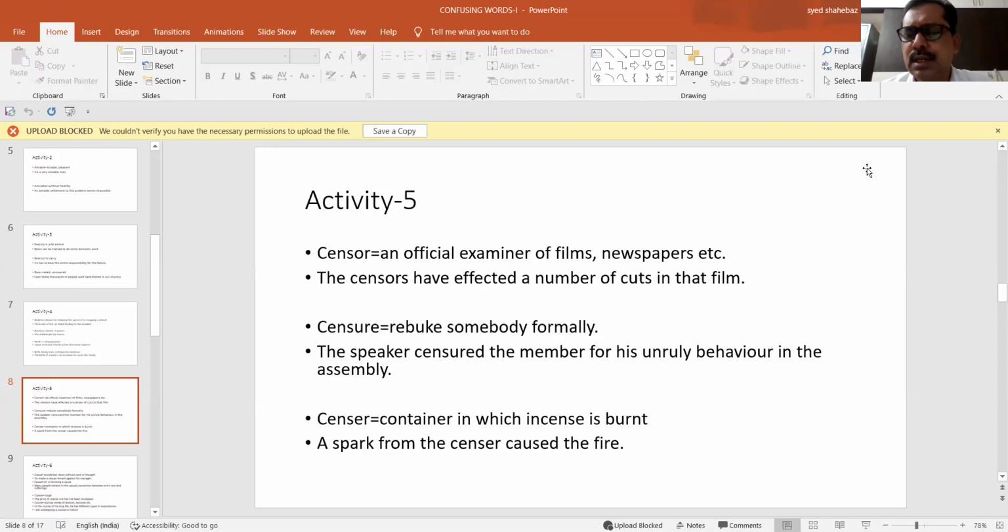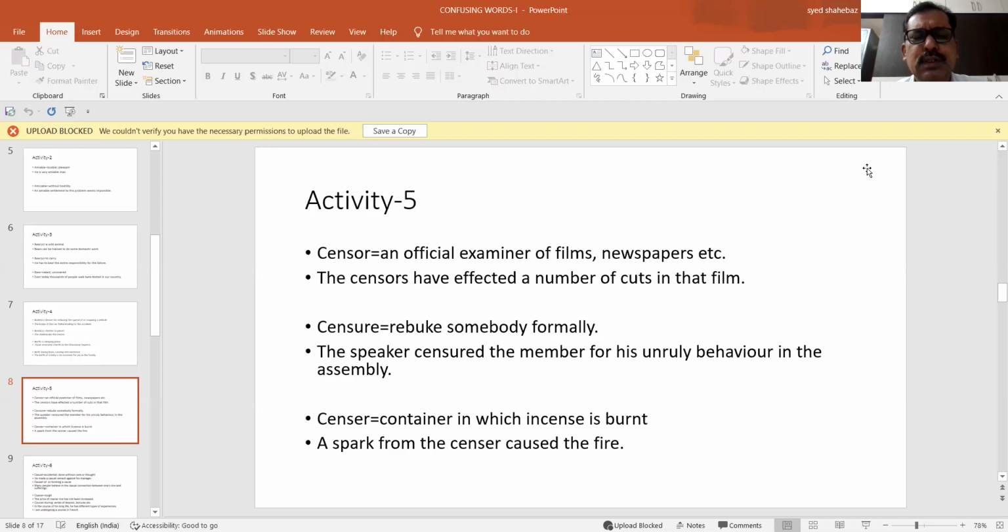So it is a board consisting of several members. They look into the content and they remove the content that is vulgar or obscene. So the censors have effected a number of cuts in that film. That is censor. Censor means filter, filtering. Next is censure.